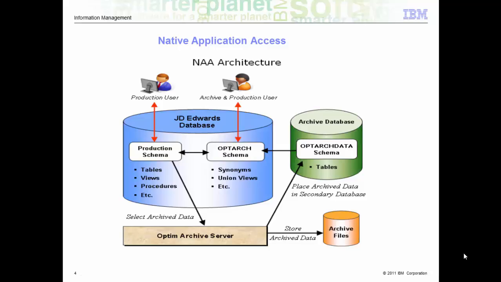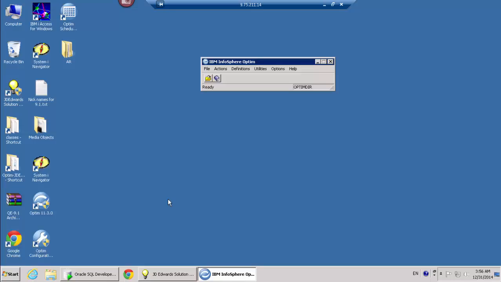The figure here is a representation of the native application access architecture. The OPTARC schema references the tables in the archive database as well as in production, using which the user can extract both archive data and production data respectively. Now let's proceed to the product presentation.